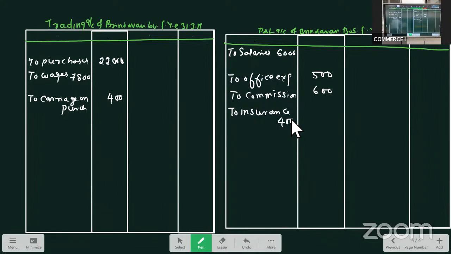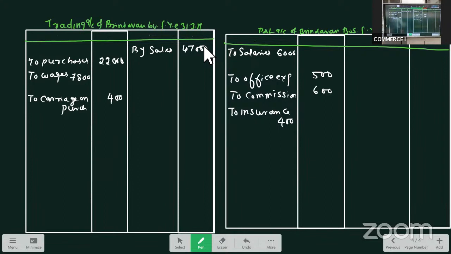And see on the credit side, sales, 47,000. Sales will appear on the credit side of trading account. By sales, 47,000. Creditors, liability. Capital is a liability. Bills payable is a liability.